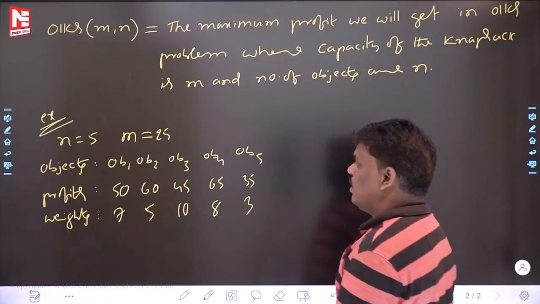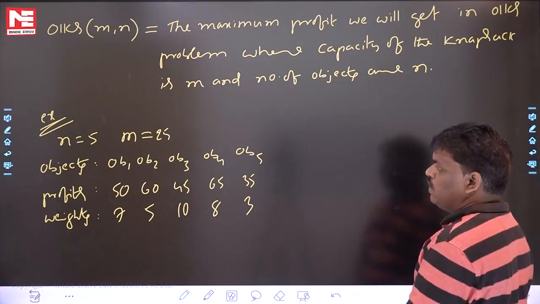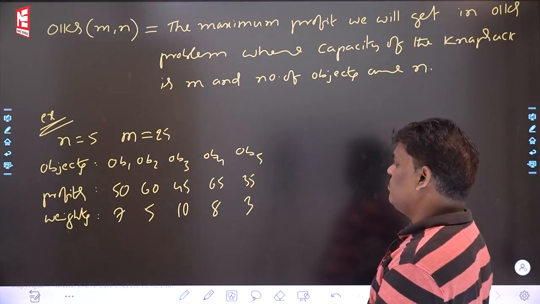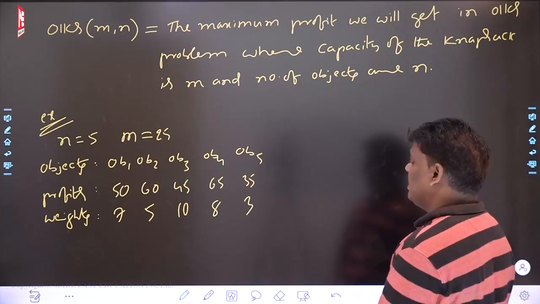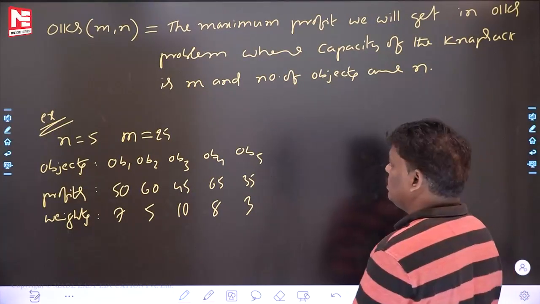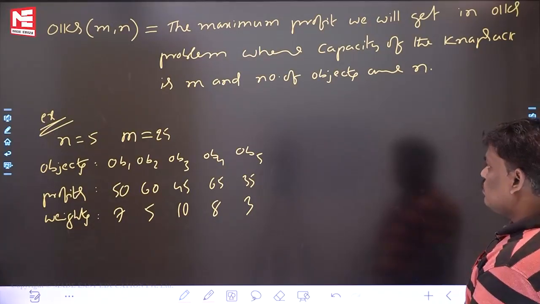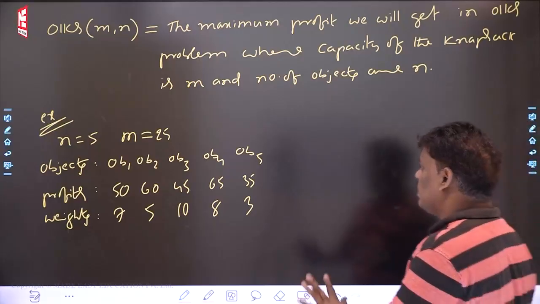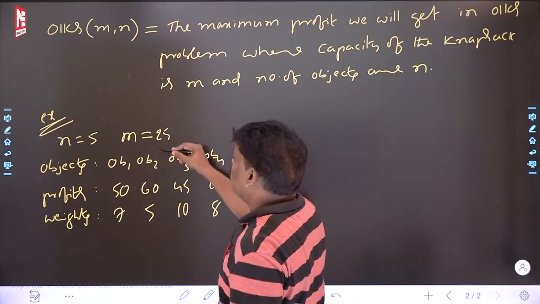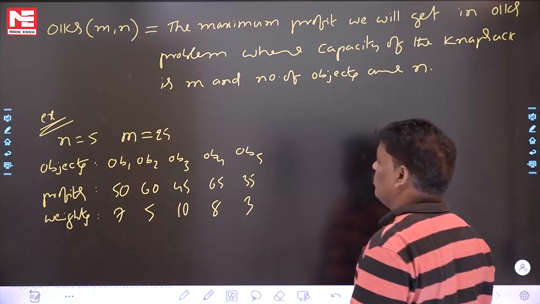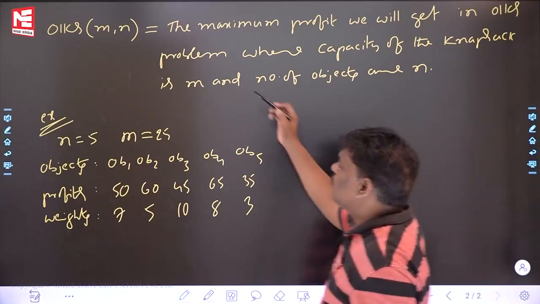The number of objects is 5. The capacity of the knapsack is 25. Objects are object 1, object 2 and so on, up to object 5. Profits 50, 60, 45, 65, 35. Weights 7, 5, 10, 8, 3. I am thinking that you are okay. I am starting on this problem, so that recursive program I will apply. Can you help me with one small thing now? What is the meaning of this one?